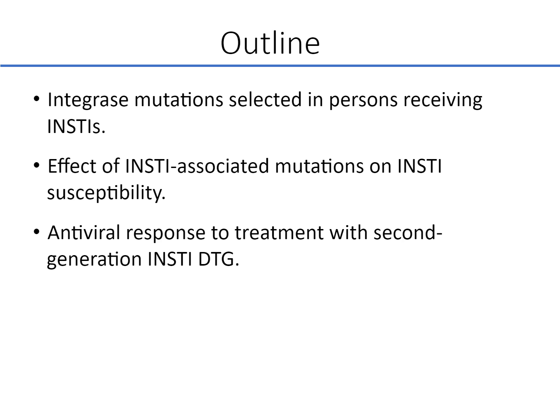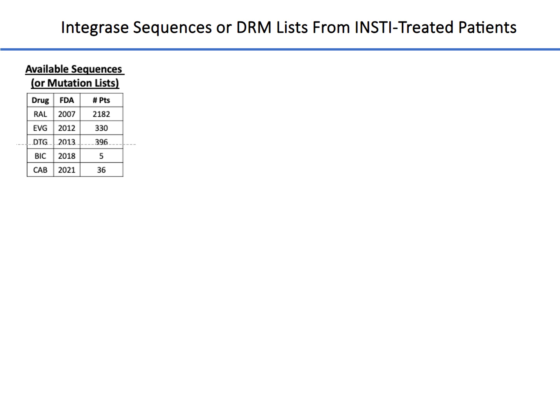This talk will review 3 types of data that inform our understanding of INSTI resistance. The first will be an analysis of which integrase mutations are selected in persons receiving each of the INSTIs. The second will be an analysis of how INSTI-associated mutations affect INSTI susceptibility. The third is data on the response to treatment in persons receiving the second-generation INSTI dolutegravir.